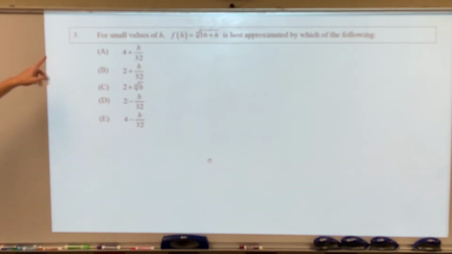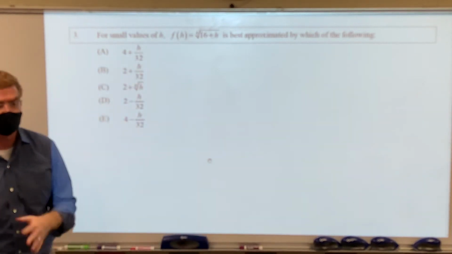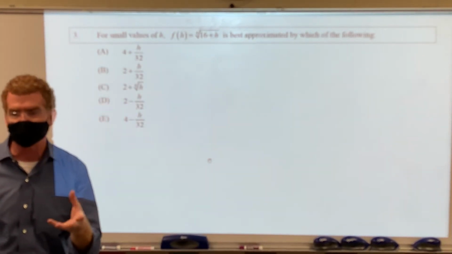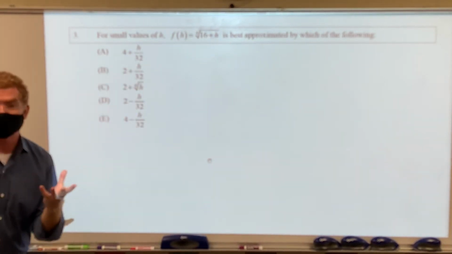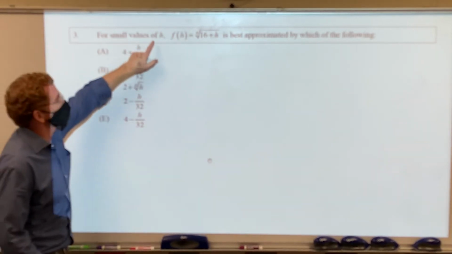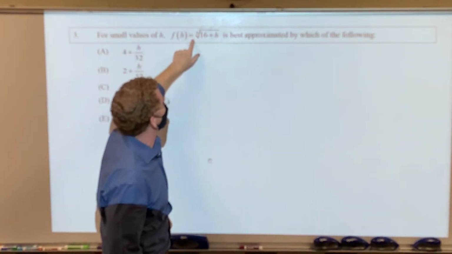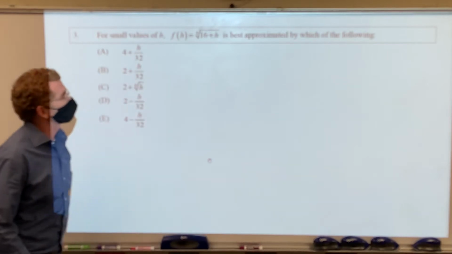So anyway, it says for small values of h, what do you think they mean by small? I think this was poorly written. They should have said small positive values, or they should have said values approaching 0. All right, because small to me is negative a billion. That's really small. Okay, so to me that's a little off. They should have said for values approaching 0, what's the best approximation for this?